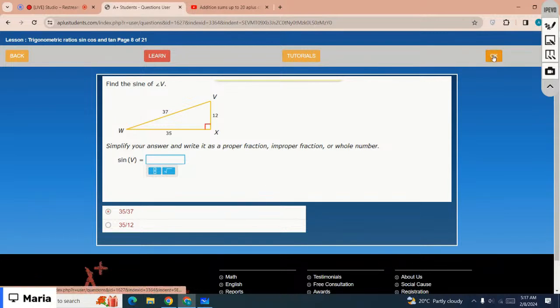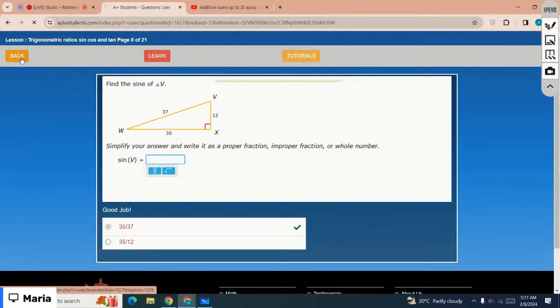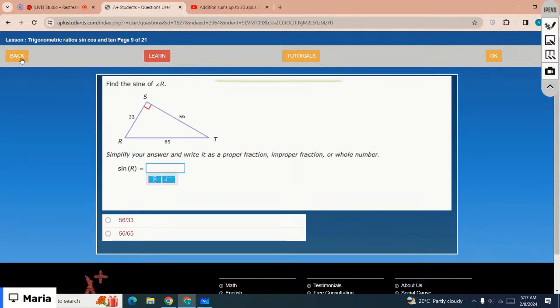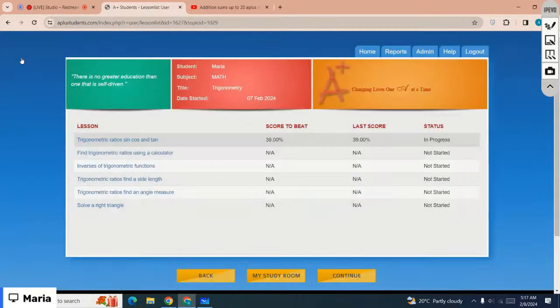Very good. You can complete the lesson by yourself later today. Let me just move on to the next lesson, and the next lesson is to find trigonometric ratios using a calculator.